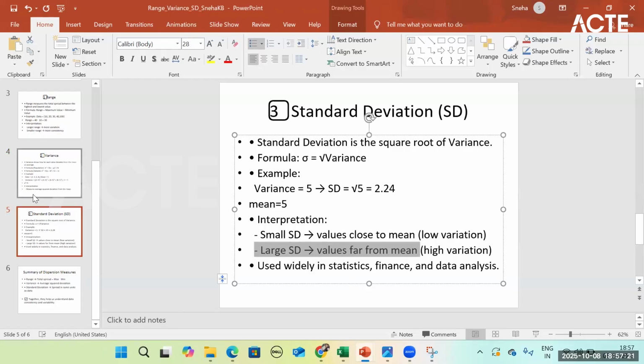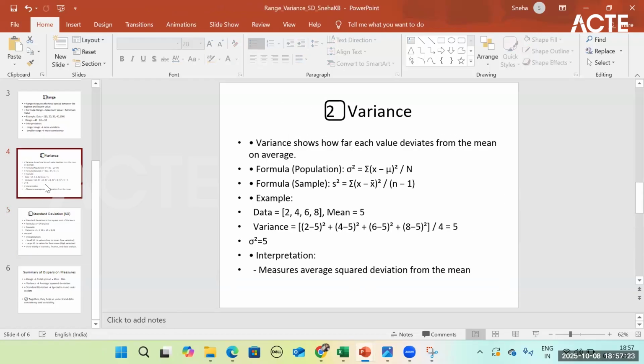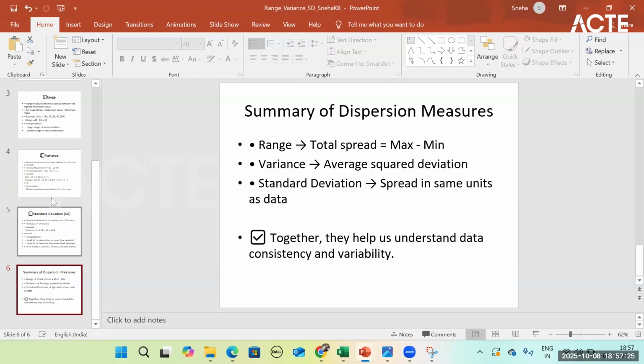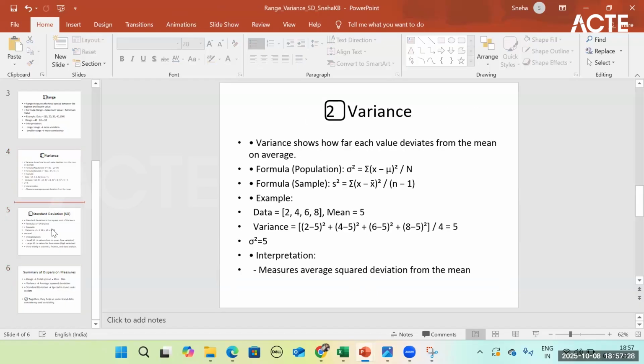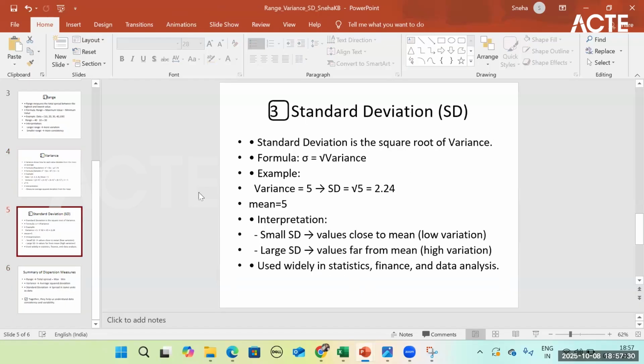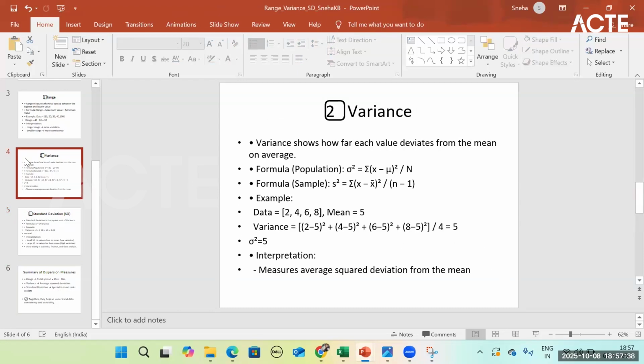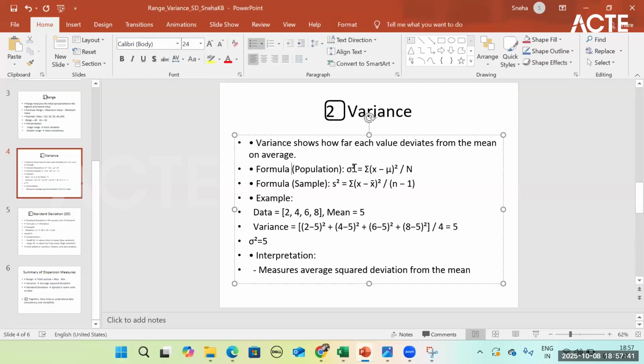I'll give you more examples on this, and then you will understand. I'll give you a few questions after this class so you can understand it more. Do you understand what standard deviation is now? The variance also understood? I will tell you the sample and population difference tomorrow.